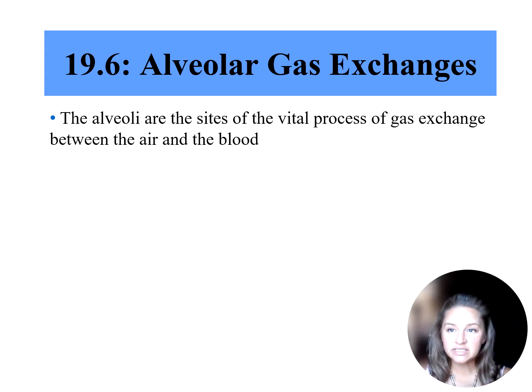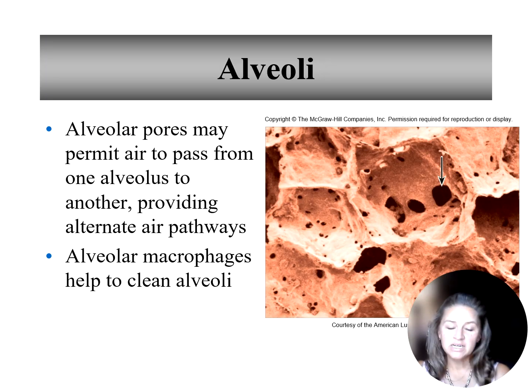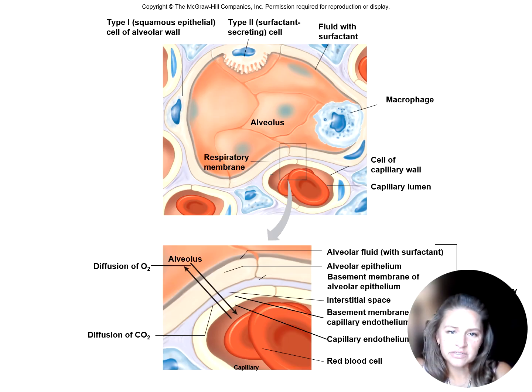Okay, so let's talk about alveolar gas exchange. This is where we are swapping out the oxygen and carbon dioxide. So we have the alveolar pores, and this is a picture here kind of showing this empty space where the air will go. So here's the alveolus. We have type 1 and type 2.